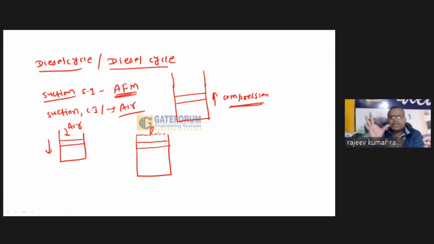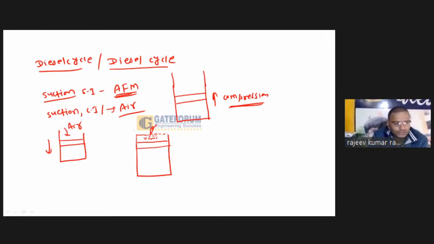I have compressed so much that the temperature reaches the ignition temperature of the fuel. Whenever fuel is injected by this fuel injector and comes inside, since the temperature is very high, it will ignite itself. Therefore, it is called a CI engine, sorry, a self-ignition engine. You can say the diesel engine is going to ignite itself.